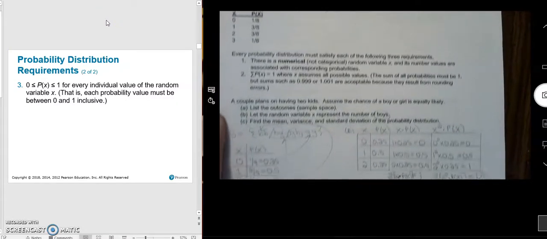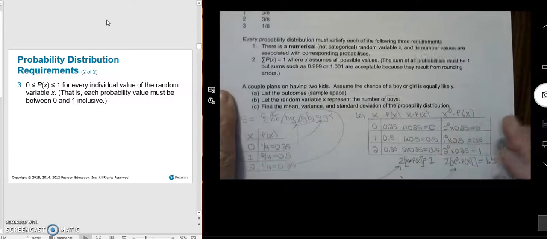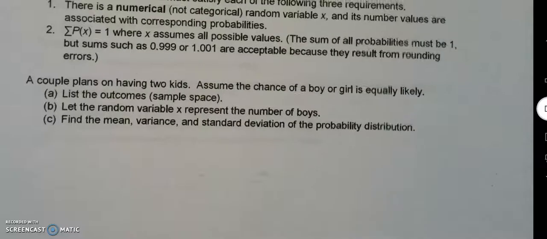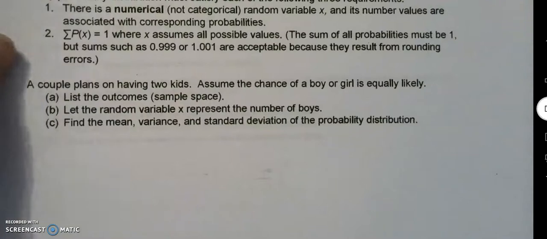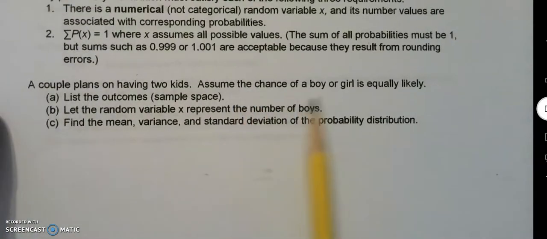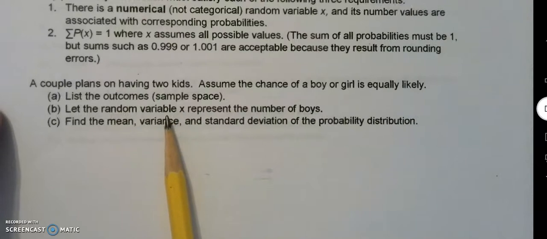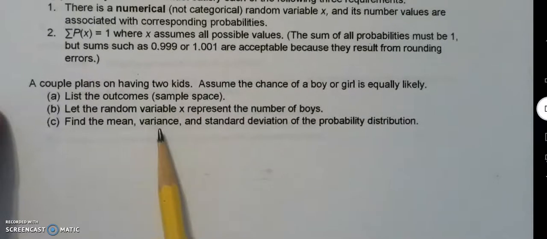Okay, so let's look at this example down here. Actually, I'm going to pause and get a blank sheet of paper here. Okay, a couple plans on having 2 children. Assume the chance of a boy or a girl is equally likely. First thing we want to do is list the outcomes. Then we want to find the random variable. And then in the next video, we'll talk about the mean, the variance, and the standard deviation.